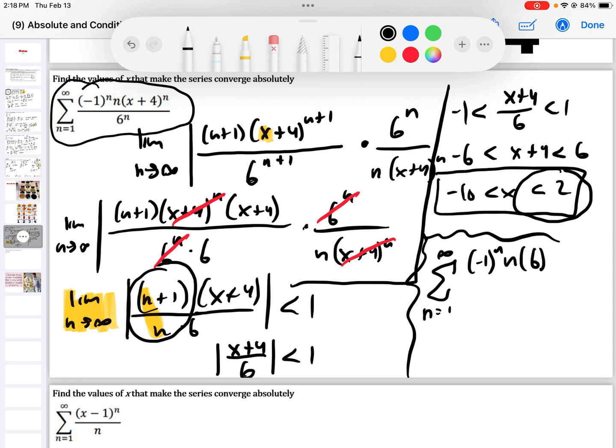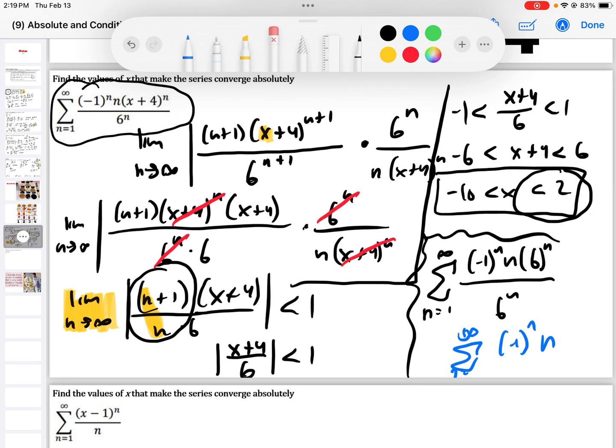But this one, if I plugged in 2 for x, I'll be left with this, right? But those basically cancel out, and I just have this series of negative 1 to the n times n. So it's like 1 minus 2 plus 3 minus 4. That thing is going to diverge. So that's why it only converges absolutely for x's in between negative 10 and 2.